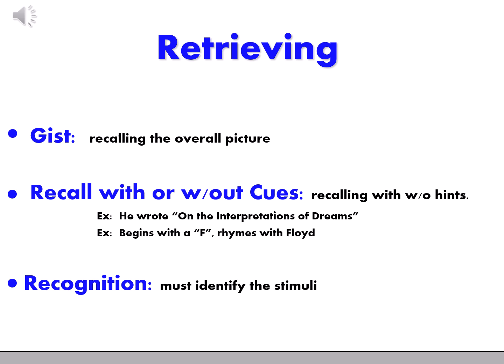Also, recognition. The answer lies there. All the student has to do is to identify it. Let's see if this is clear or not. For the test listed on the bottom of the page, decide if it's an example of just recall with cues, recall without cues, or recognition. When you've decided, click the answer.